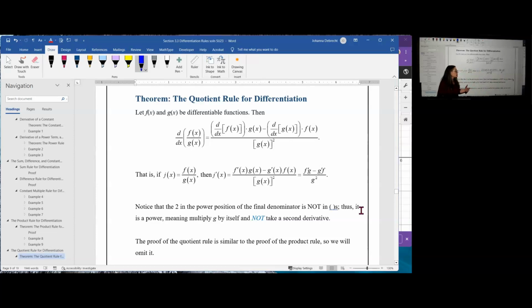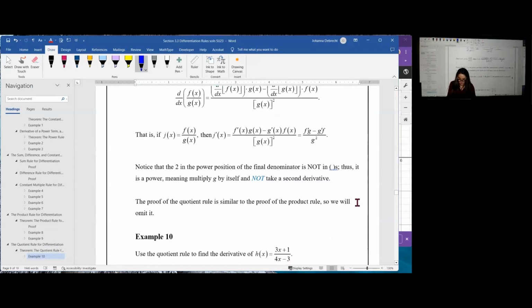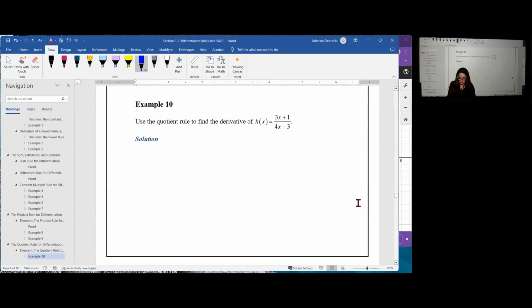Notice that the 2 in the power position is a true power. It's not in parentheses, so it's not a derivative. The quotient rule proof is very similar to the product rule, so we're going to omit it here. Let's now take this one and work through this one together. In this particular function, my f of x, the numerator, is 3x plus 1, and the derivative of it is 3. My denominator function is 4x minus 3, and the derivative of it is 4.